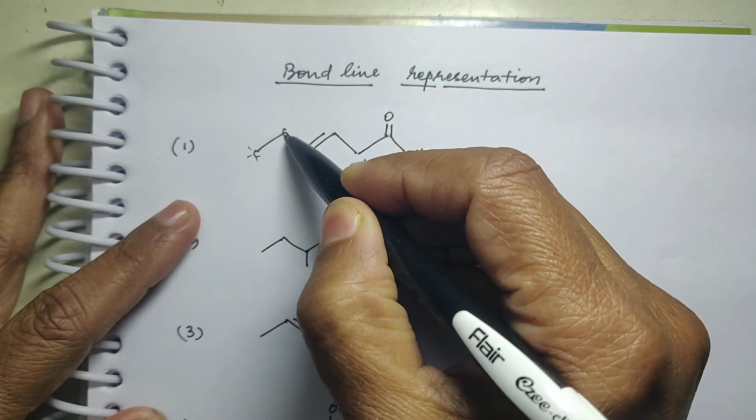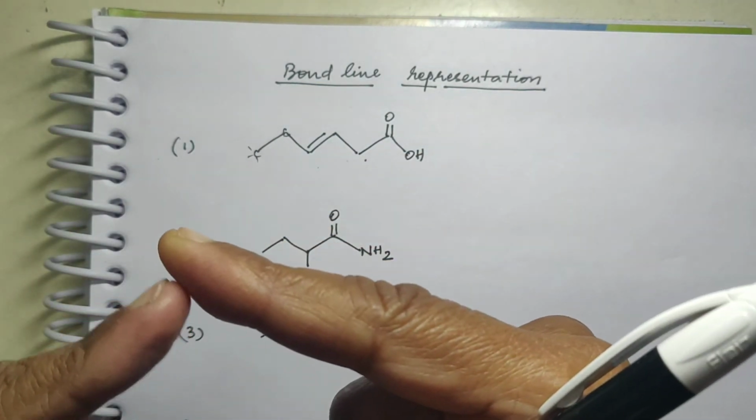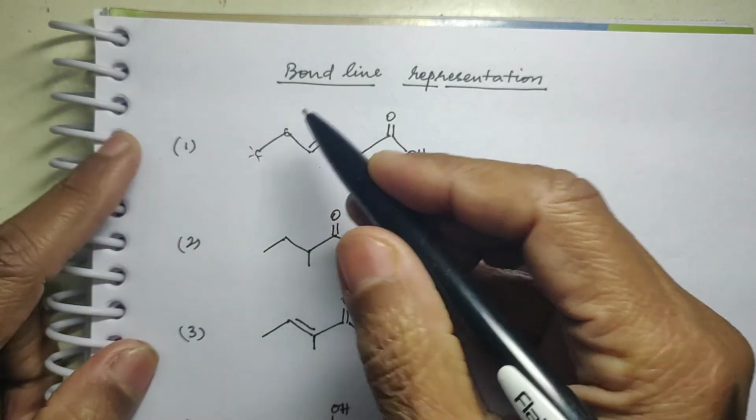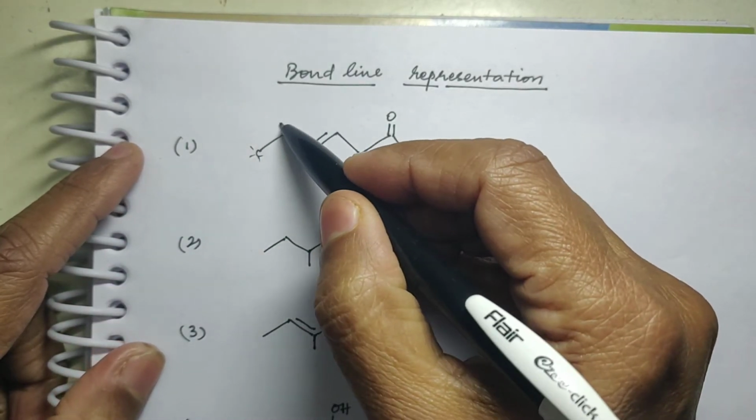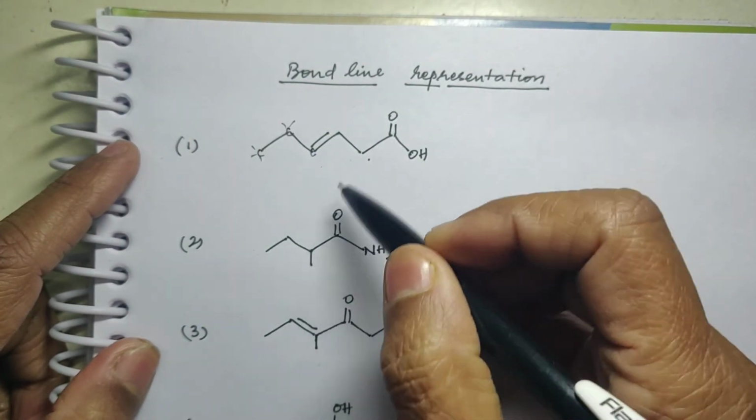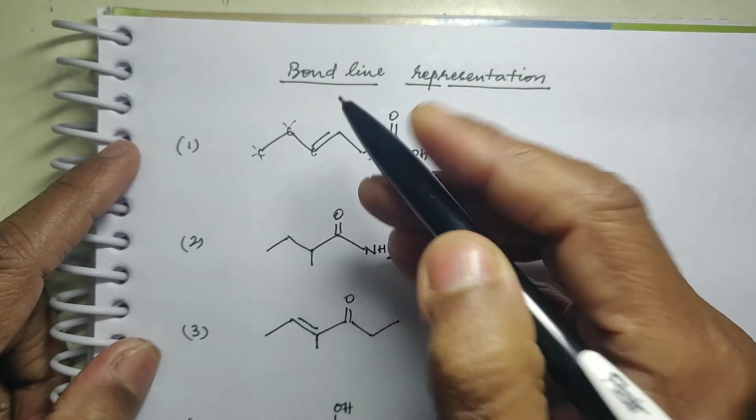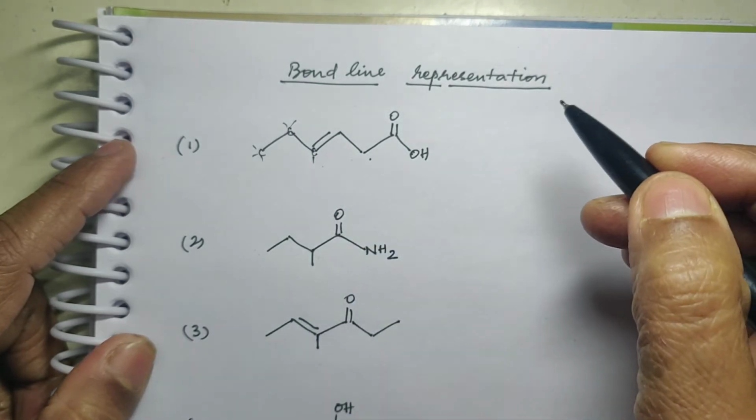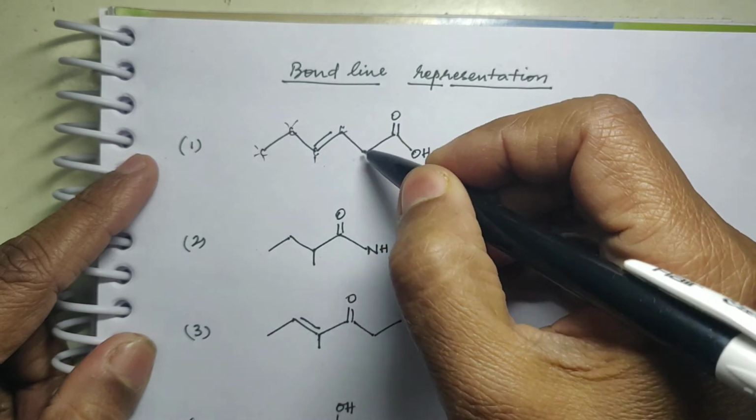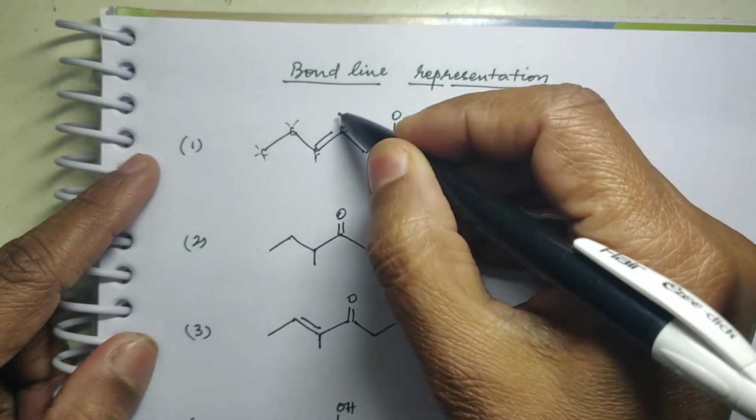Then here there is a carbon. Wherever there are 2 lines joining, at that point there is a carbon. Now 2 valencies are satisfied, that means 2 more valencies are there. Then here also there is a carbon. Now here 1, 2, 3 valencies are satisfied, so there is only 1 hydrogen. Then here again, 2, 3 are there, so there is only 1 hydrogen.